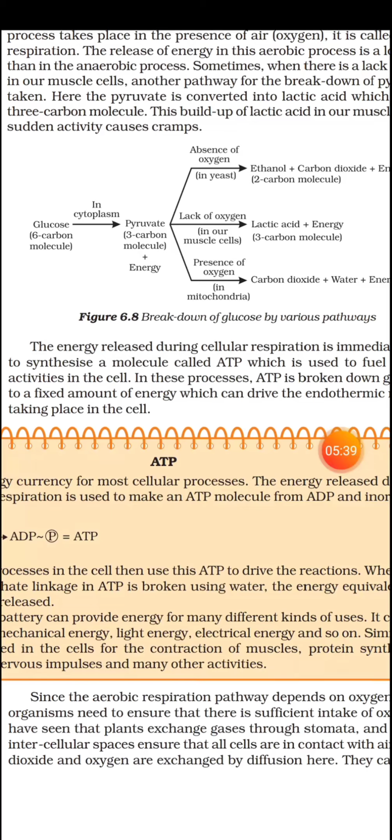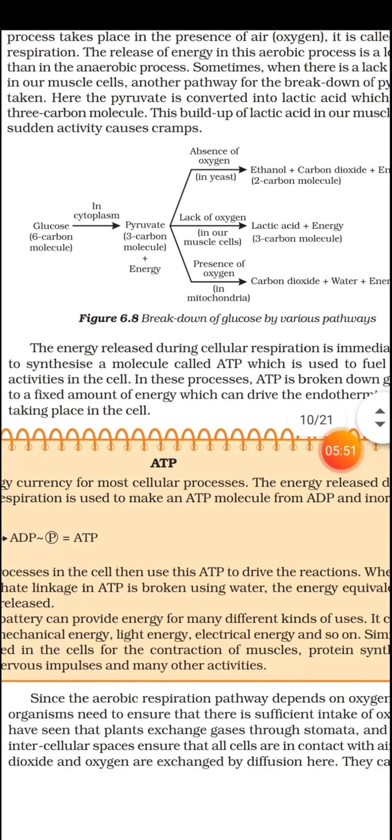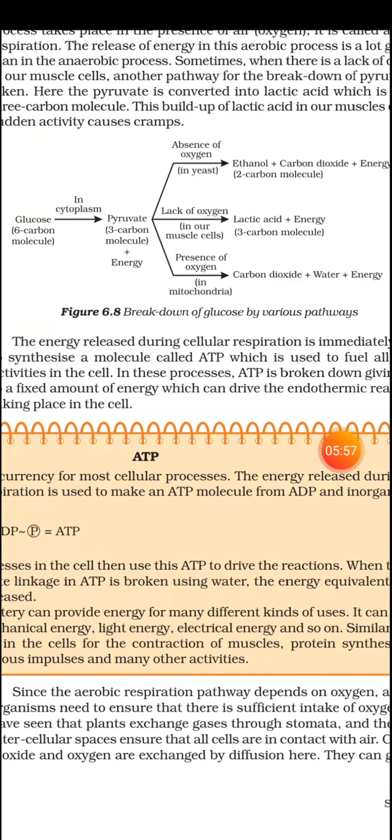Before entering the cell, it will be converted into a pyruvate compound in the cytoplasm. Then when it enters the mitochondria, it will undergo this change. After entering the mitochondria, inside the mitochondrial cristae, it will be converted into carbon dioxide, water and energy. And if oxygen is lacking, in muscle cells, which don't have mitochondria, it will be converted into lactic acid. And the third, under 100% absence of oxygen, it will be converted into ethanol.